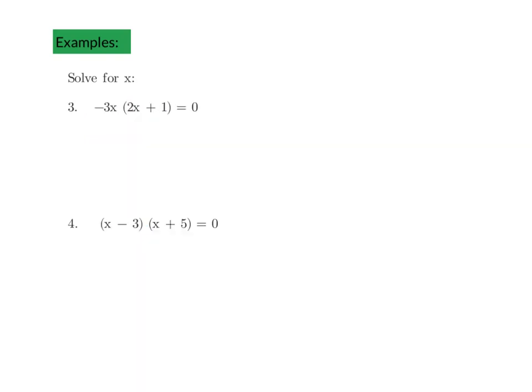Let's look at some more examples in the same format. In question 3, I've got -3 multiplied by 2x plus 1. Again, I've got a product of two factors equals to 0. So again, I can say -3x is 0, or 2x plus 1 is 0. I'm now going to solve each equation, divide both sides here by -3, and I know that 0 divided by anything is still 0. On the other side, let's subtract 1 from both sides, divide both sides by 2, and I get x is equal to -1/2.